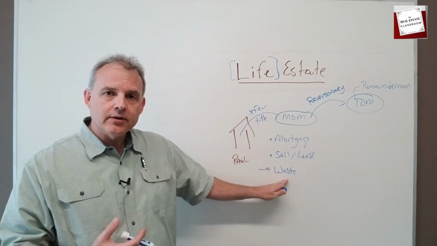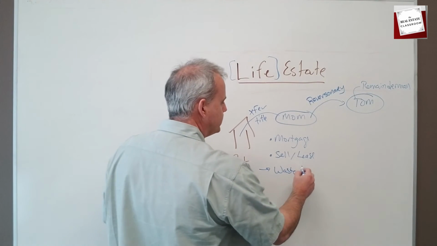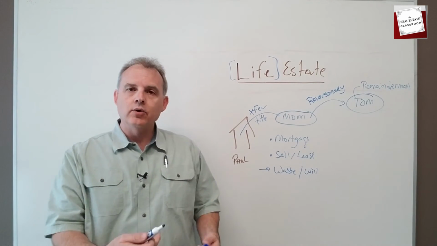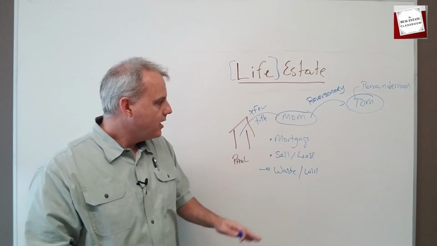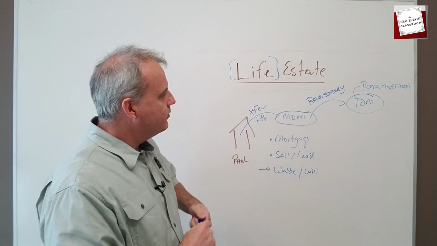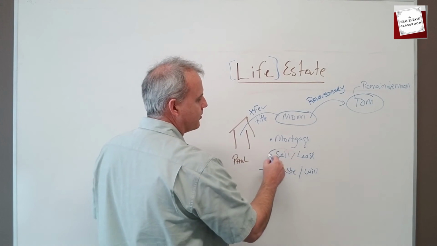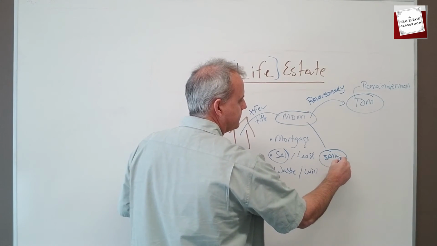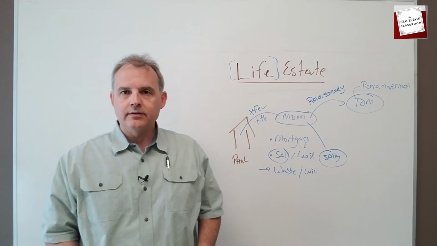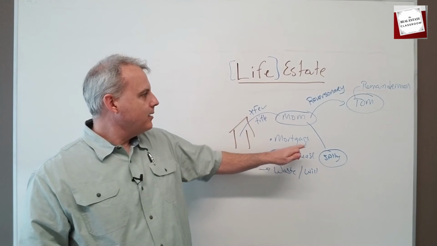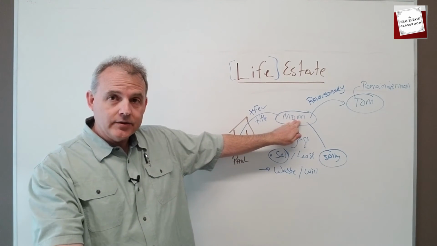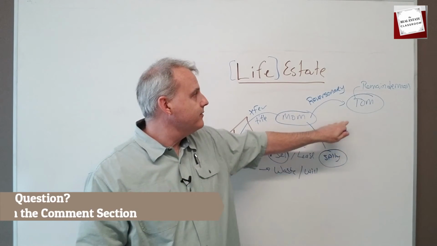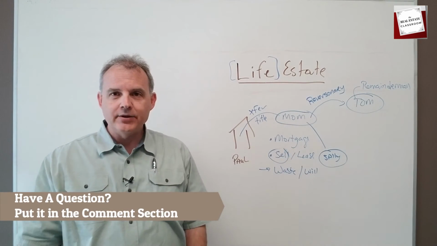She can't waste the property. That's what it's called. And she cannot will it, or what we call bequeath it, to any of her heirs or anyone else. Interestingly enough, Mom can sell the property if she wants to. So let's say Mom sells the property to Sally. Sally now owns it. Now what's going to happen is as soon as Mom dies, then Sally's done. Her ownership automatically reverts to Tom, who's the Remainderman.